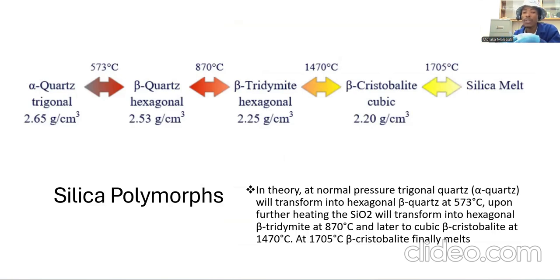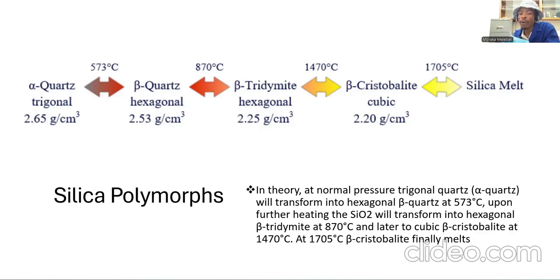For example, alpha quartz, which is trigonal, if you increase the temperature, it will transform into what you call beta quartz, which is hexagonal. And then if you increase the temperature again, the crystal becomes cubic, and then if you increase the temperature, the beta cristobalite can withstand those temperatures only up to a point, and then it will melt.